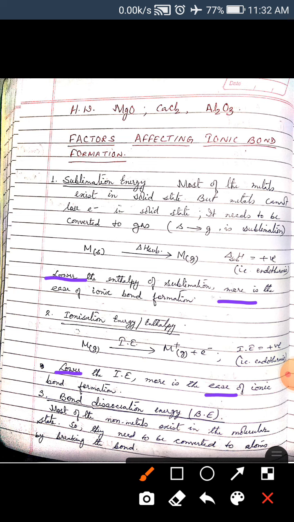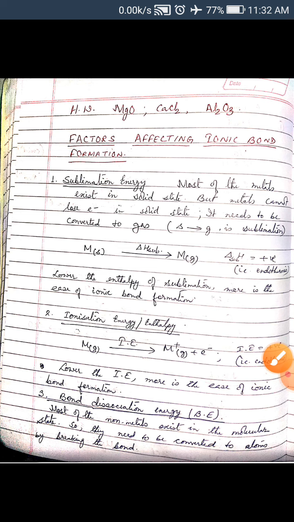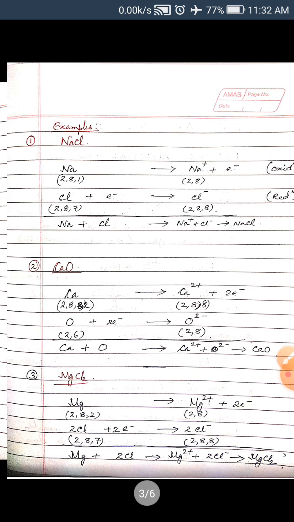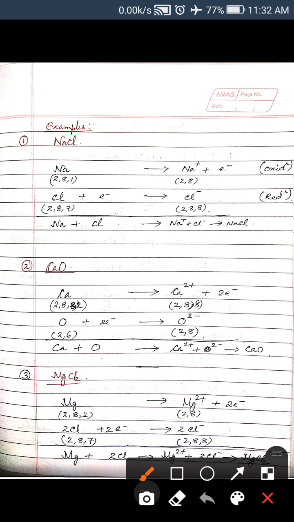Next comes bond dissociation enthalpy, which we have represented by Be. The symbol Be is used to express bond dissociation enthalpy. Now, as you know, most of the nonmetals, be it chlorine, fluorine, oxygen, nitrogen, they all exist in the molecular state in nature. So first you have to break their bonds. Otherwise, you see here chlorine we have taken in the atomic state, isn't it?